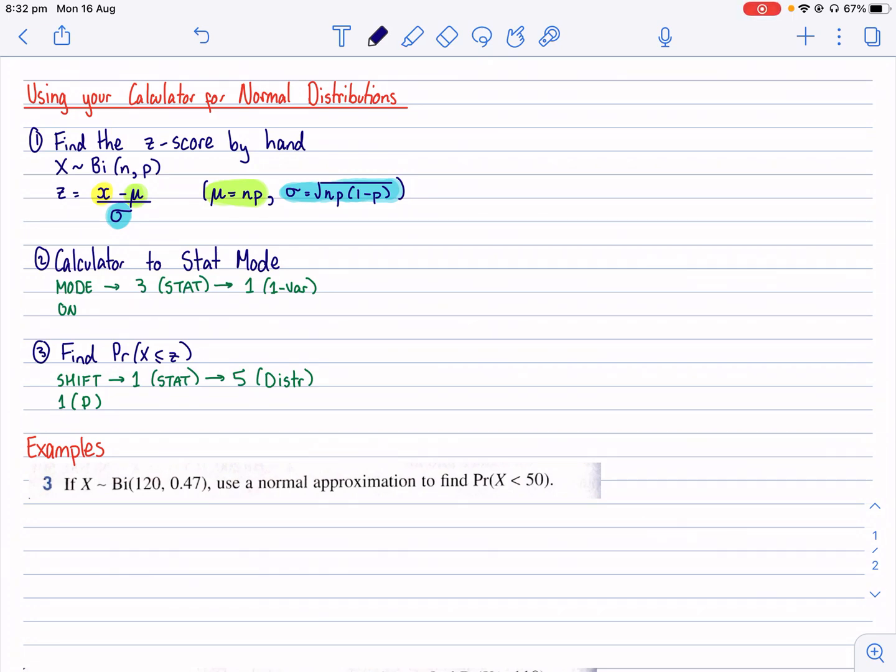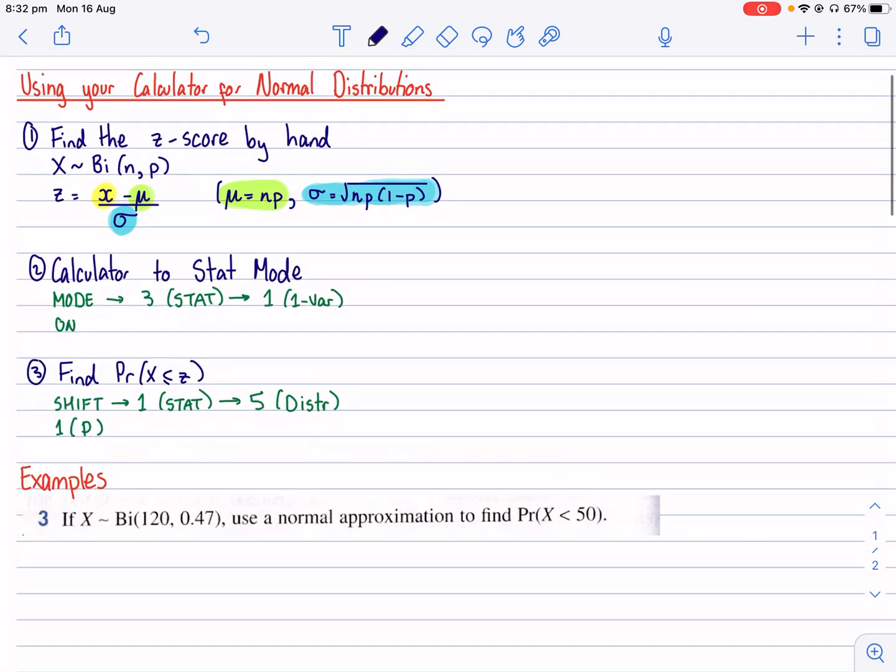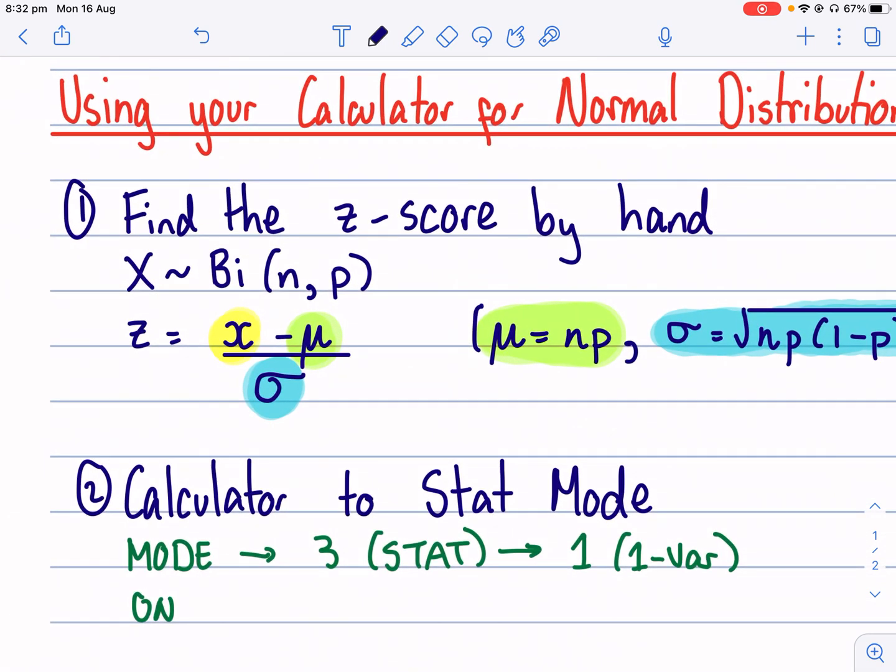Today we're practicing using our calculator to find probabilities for the normal distribution instead of using tables or using the 68, 95, 99.7 rule. And the first thing we're always going to have to do is calculate the z-score. We've got to do this by hand. There's no inbuilt functionality in the calculator.